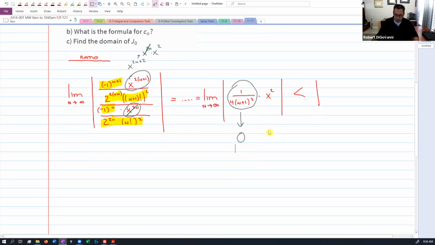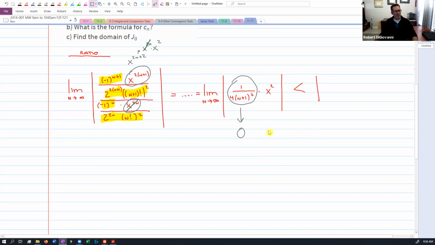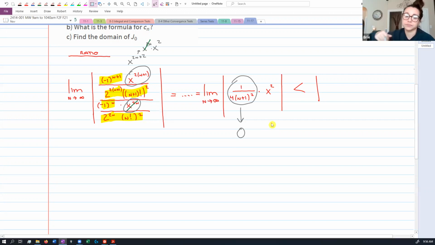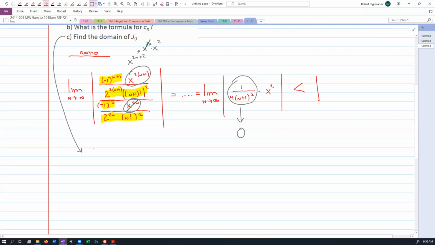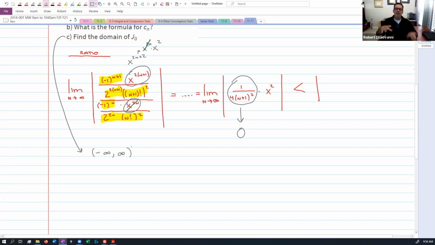So what does this mean? It doesn't matter what x I plug in, right? Which means the domain of this should be what? All real numbers. The domain is negative infinity to infinity. These are the ones we love. These are the types of power series we love, because basically it's a function that has as its domain everything, so it should have a graph. It should actually have a graph, all right?